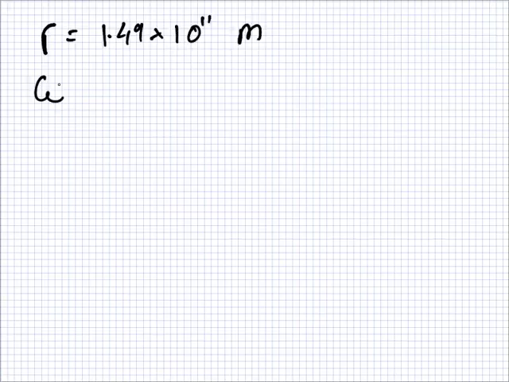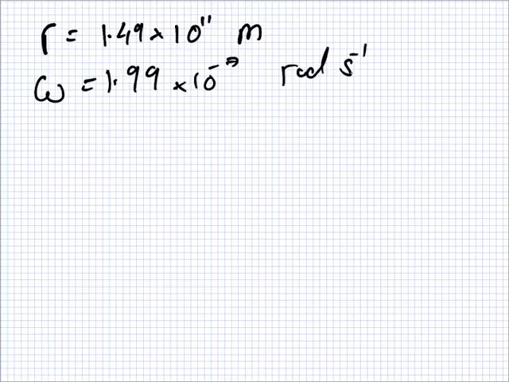Right. KJ, what information are we given here? The radius. The radius of what? The radius from the center of the Earth to the Sun. Right, so the radius there is 1.49 times 10 to the 8 kilometers. And the angular speed, 1.991 times 10 to the minus 7 per second.